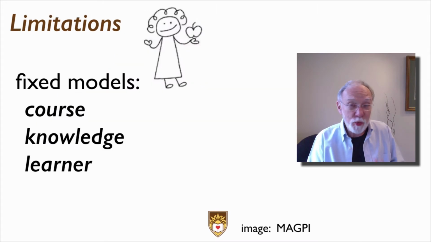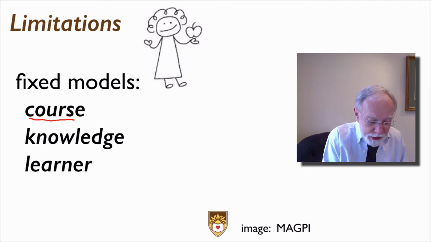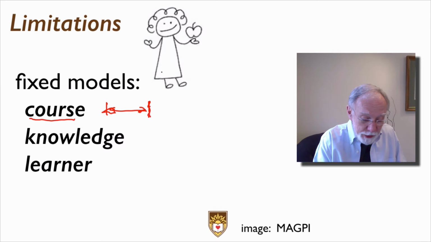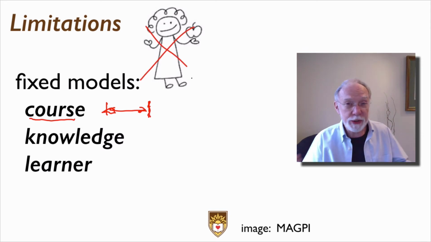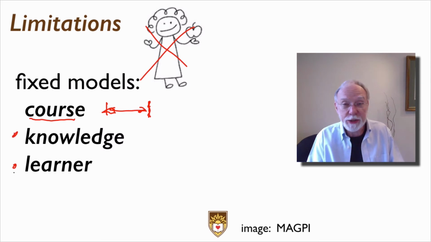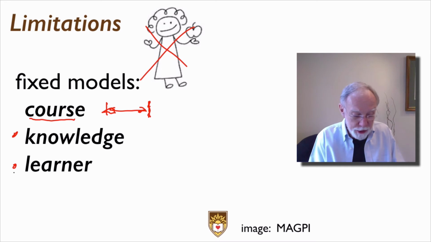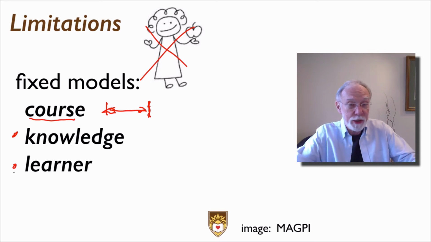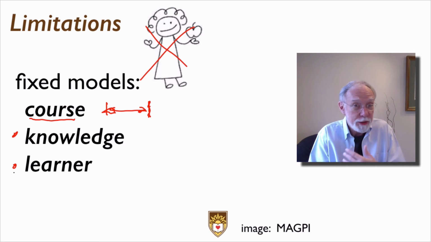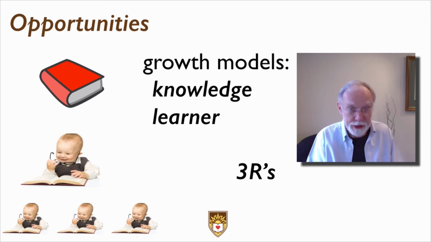Well, in a way that model has limitations because there are some fixed ideas in there. The idea that a course has a beginning, an end, and it doesn't go beyond that. Well, when the course ends, the teacher goes away. So the instructor is no longer a part of the model. So what's left? Well, the knowledge and the learner. Now, a course often has a fixed model of knowledge, meaning that the knowledge that is presented in the course doesn't change, and it assumes the learner doesn't change. Well, is that true?